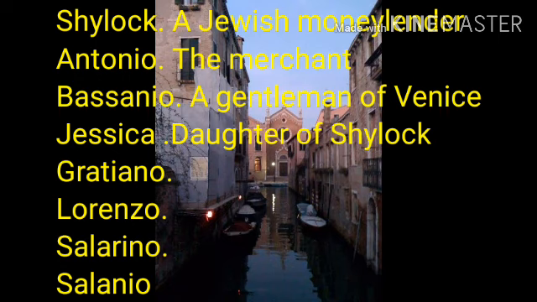And Jessica is the daughter of Shylock. Now about Lorenzo. Lorenzo is also the friend of Antonio. Apart from that, he later becomes the lover of Shylock's daughter Jessica.